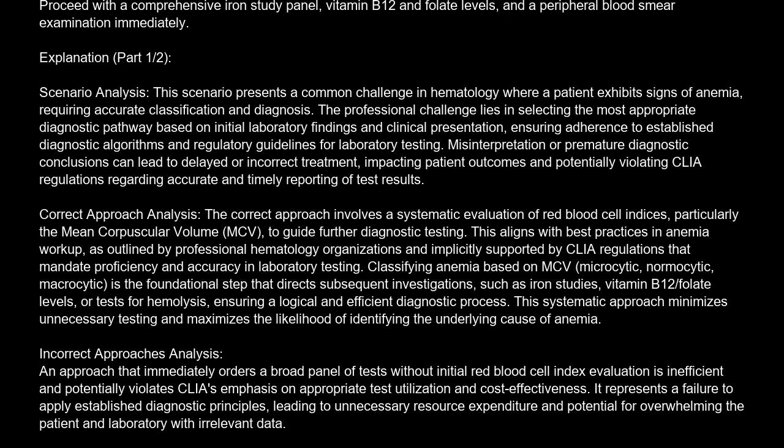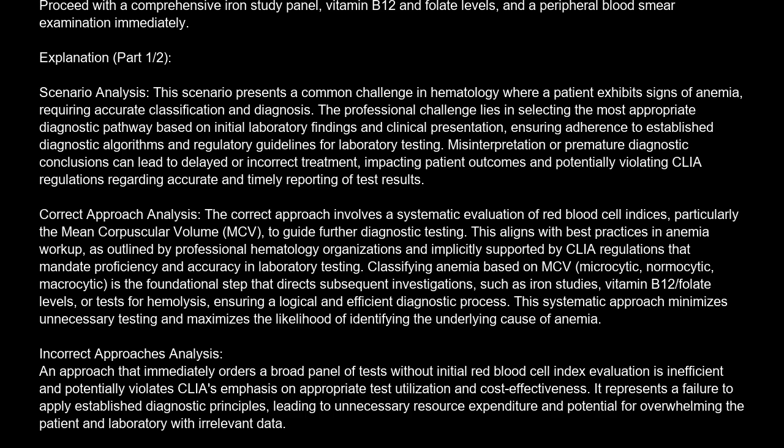The correct answer is B. Proceed with a comprehensive iron study panel, vitamin B12 and folate levels, and a peripheral blood smear examination immediately. Explanation. Scenario analysis. This scenario presents a common challenge in hematology where a patient exhibits signs of anemia, requiring accurate classification and diagnosis. The professional challenge lies in selecting the most appropriate diagnostic pathway based on initial laboratory findings and clinical presentation, ensuring adherence to established diagnostic algorithms and regulatory guidelines for laboratory testing.